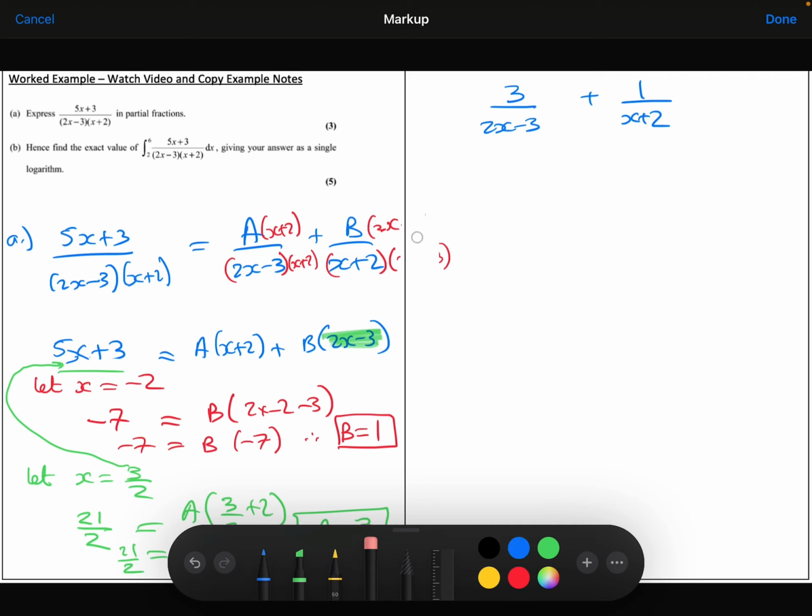Part B. Hence, using what we just did, find the exact value of the integral from 2 to 6 of that exact same fraction. So I'm integrating what I've just found from 2 to 6 with respect to x.